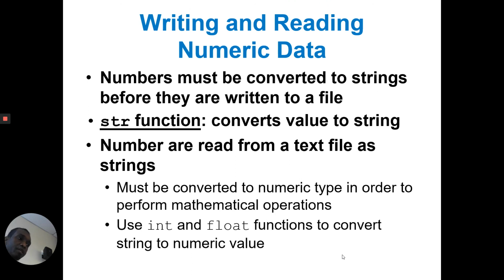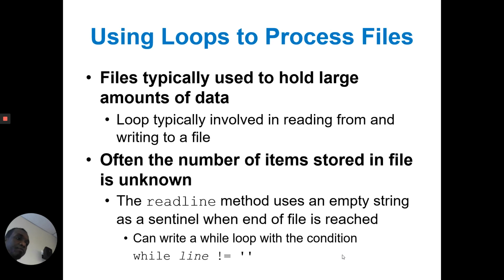Writing and reading numeric data. Numbers must be converted to a string before they are written to a file. So the str function converts a value to a string. Numbers are read from a text file as strings, and they must be converted to a numeric type in order to perform mathematical operations. So use the int and float functions to convert a string to a numeric value.